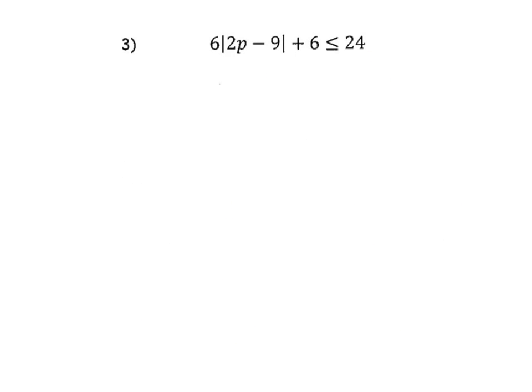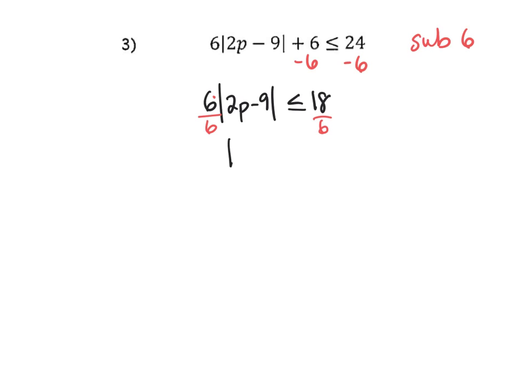All right, number 3. Lots going on in number 3. First, add or subtract. Subtract 6. This 6 is still going to stay in front. 18. Now I need to get rid of the 6 that's multiplied right here, this one. This 6 is multiplied, so I'm going to divide by 6. 2p minus 9 less than or equal to 3. Positive 3, perfect. And I'm going to make my two equations.